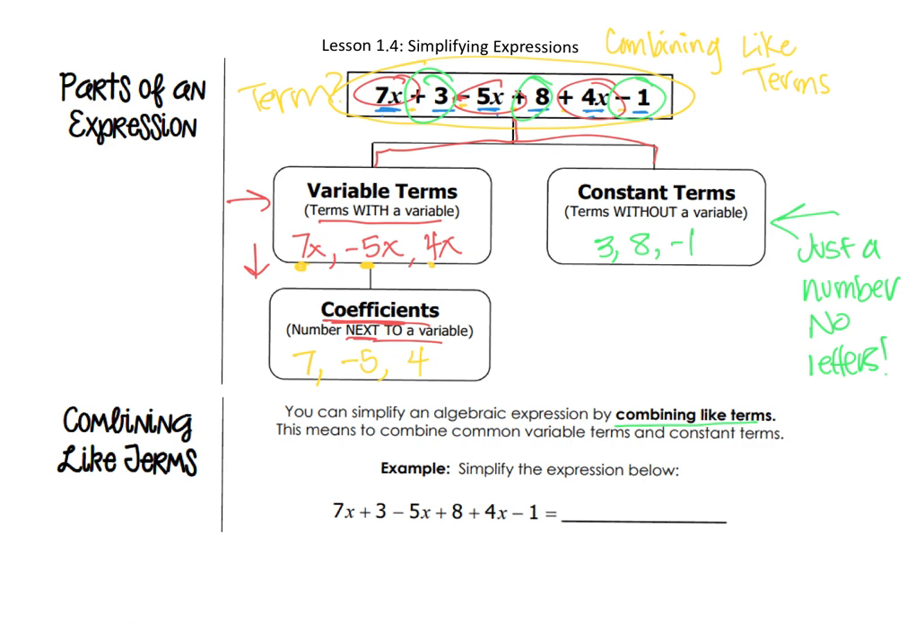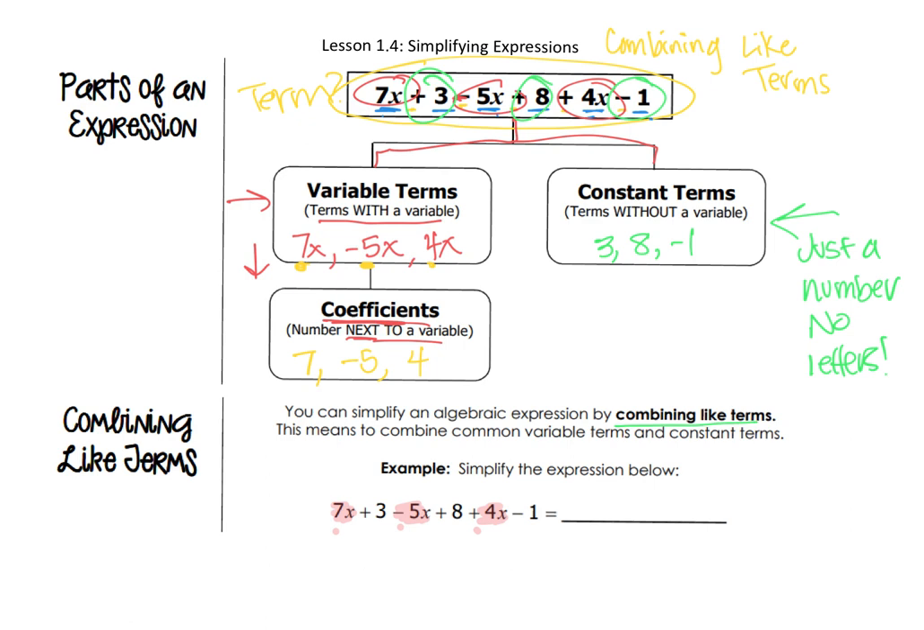So on this problem, 7x plus 3 minus 5x plus 8 plus 4x minus 1, that problem from above, we want to know which terms actually go together. All of my variable terms can go together because they all have an x. So 7x, negative 5x, and positive 4x. We're going to put all of those together. You could just type it into your calculator as you see it: 7 minus 5 plus 4. We don't put the x's into our calculator because our calculator doesn't do letters.